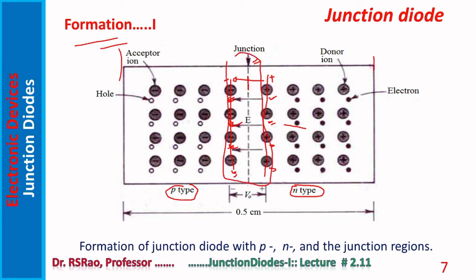In this diagram the dimensions are also shown. The entire diode length is 0.5 cm. Another aspect one has to keep in mind is, field is there across the junction region. Wherever field is there, potential also exists across the junction region. So this potential is called built-in potential.